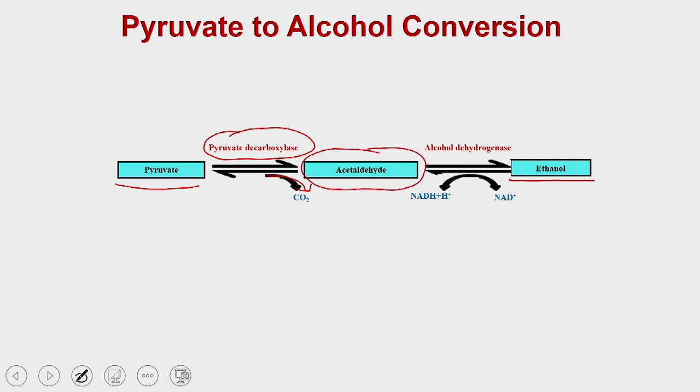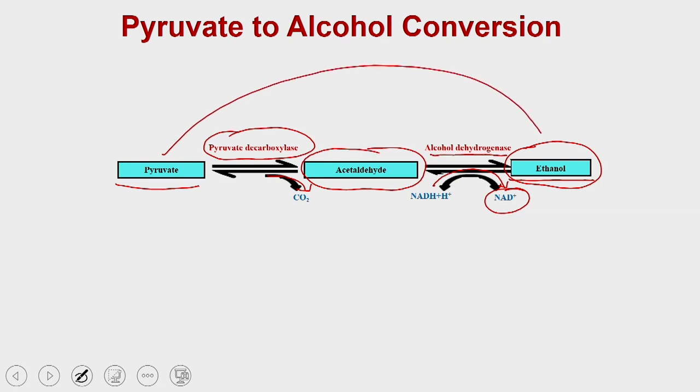And once the acetaldehyde is generated, it is processed by the alcohol dehydrogenase, and one molecule of NADH is used to produce NAD plus, and ultimately the acetaldehyde is getting converted into the ethanol. So, in this process, the pyruvate is getting converted into the ethanol, and these are the reactions which very often occur in the yeast, and that's how people are using the yeast to produce alcohol.